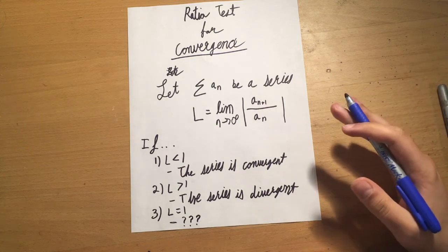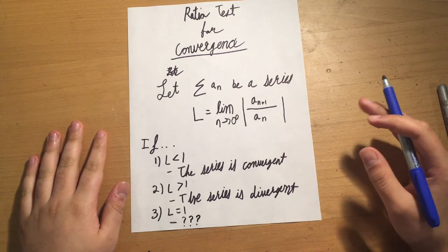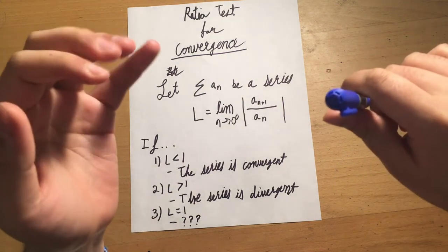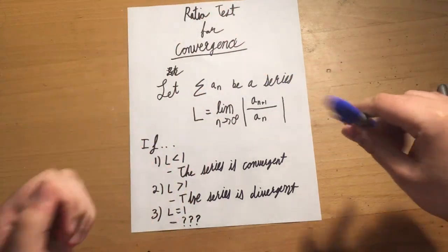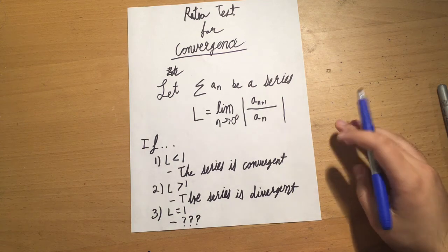Main takeaways from this: your algebra's really got to be spot on. You should know how to simplify exponents when you have common bases, right? You should know how to multiply common bases with different exponents. You add the exponents. When you're dividing, you subtract. You should know how to work with factorials. You should know how to multiply and do cross simplification for multiplying fractions. But that's pretty much it for the ratio test.